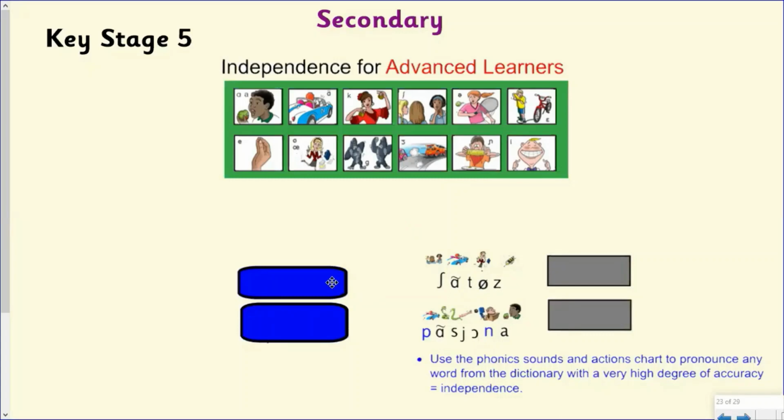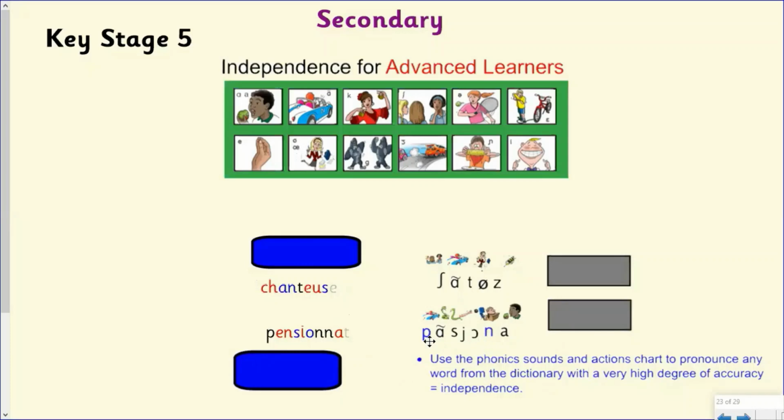and you get chanteuse, and that is how it is written phonetically, chanteuse. Likewise here, pensionnat, pensionnat, and that is what it sounds like in French. So using this chart, it will allow learners to pronounce any word from the dictionary with a very high degree of accuracy.